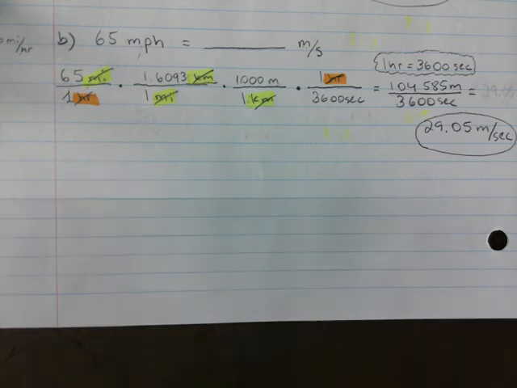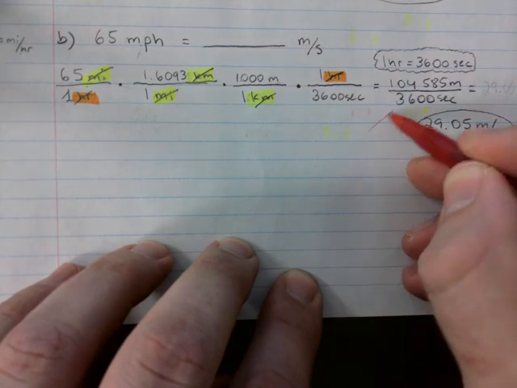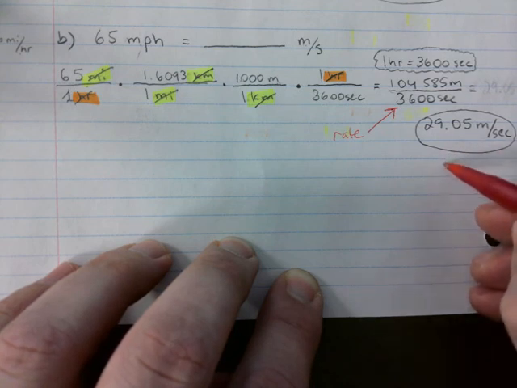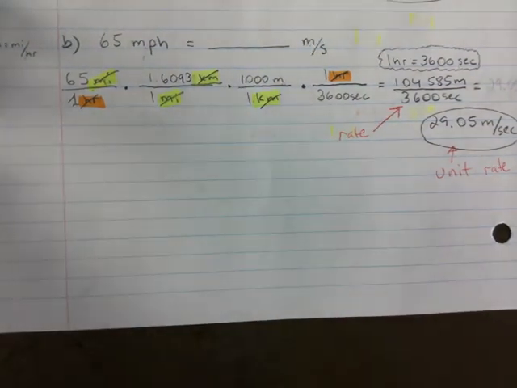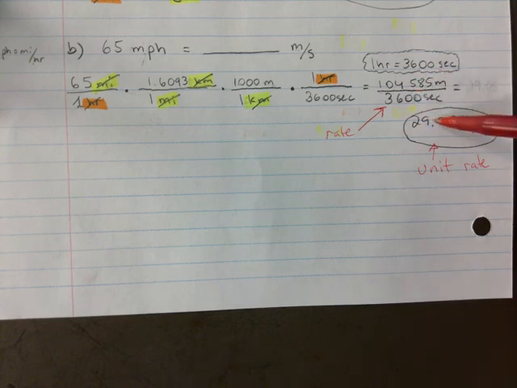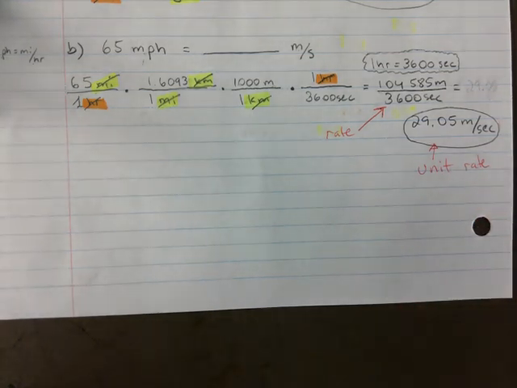And I want to add one more thing to start thinking about it. This is a rate. This is a unit rate. What's the difference, you may ask? A rate just has two different units and the numbers are there. A unit rate is when you can write it 29.05 meters over how many seconds? 1 second. When you can say something over 1, that's called a unit rate. We're going to talk about that tomorrow. Don't worry about it too much.